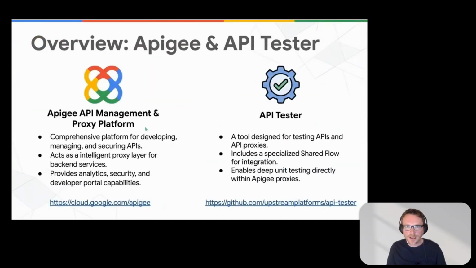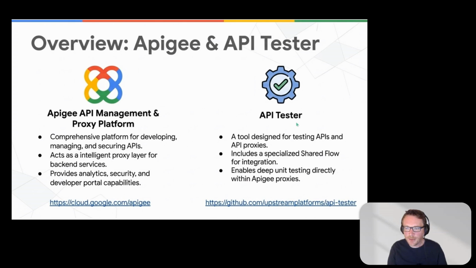Apigee, of course, is an intelligent API management and proxy platform. You can run all kinds of APIs and endpoints through Apigee. They can be very intelligent. They can include validation, security, integration policies. So there's lots of stuff you can do within Apigee proxies.